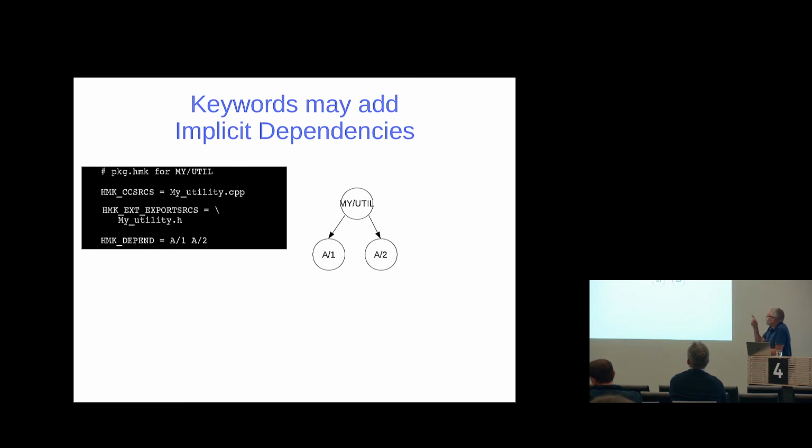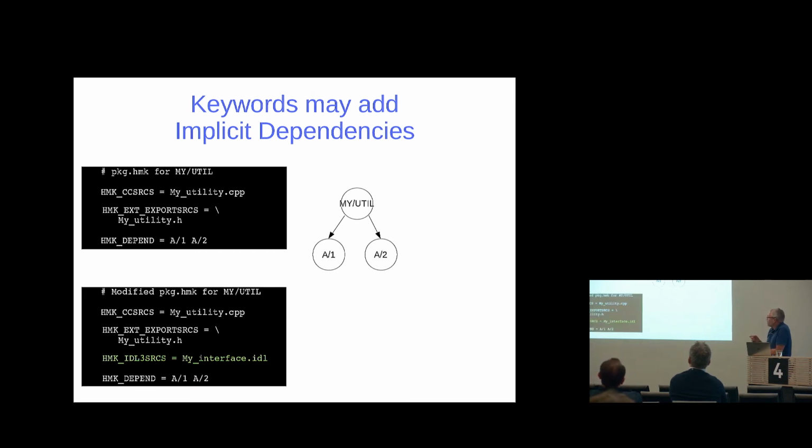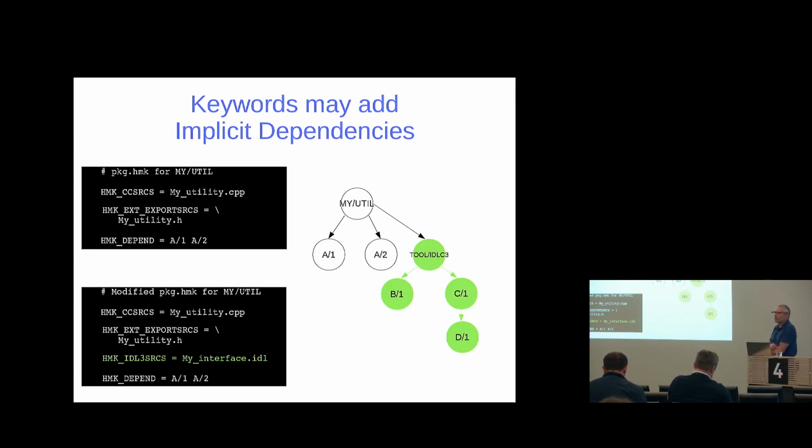Okay, this is what the user has written in a HiMake file. So the point here is the keywords can add implicit dependencies, because the user has this, and the graph looks like this. And then the user says, I also need an IDL3 source file in this package. The green line there. So that's what the user specifies. But associated with that keyword, there are some dependencies. So the DAG will then change into this automatically. So somewhere, someone with knowledge about this IDL compiler knows that it needs a dependency to B1, Z1, and D1.